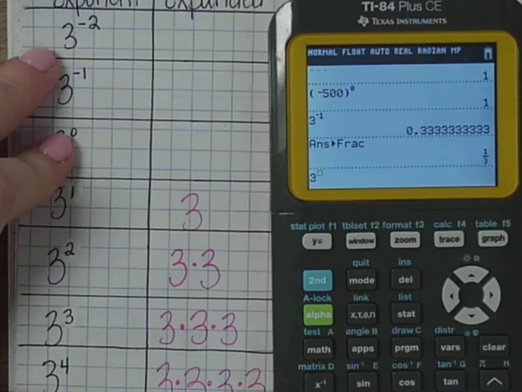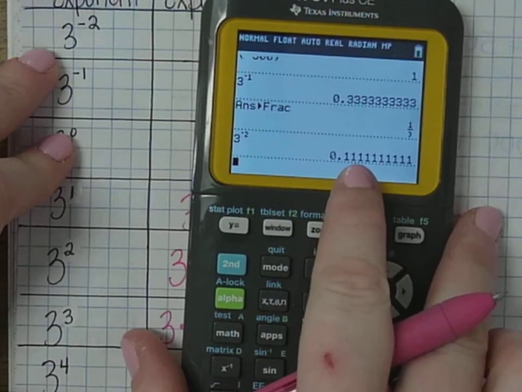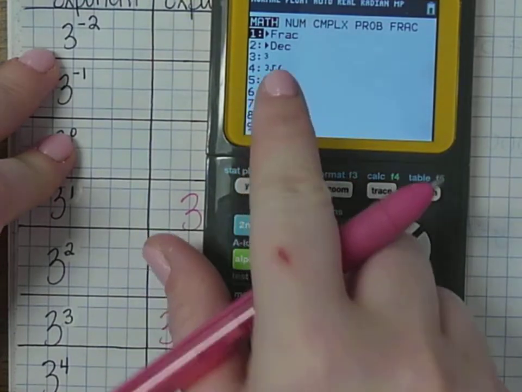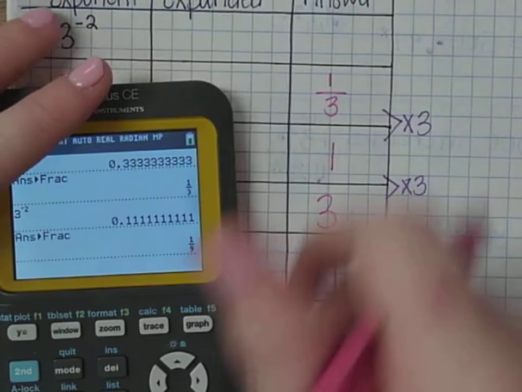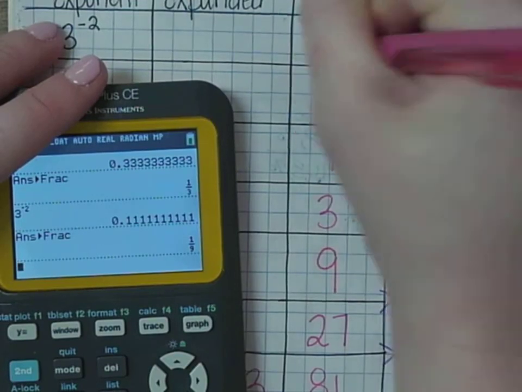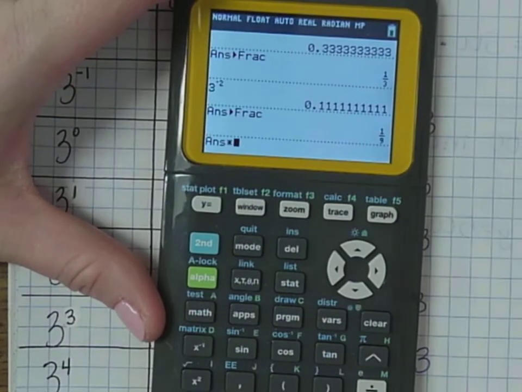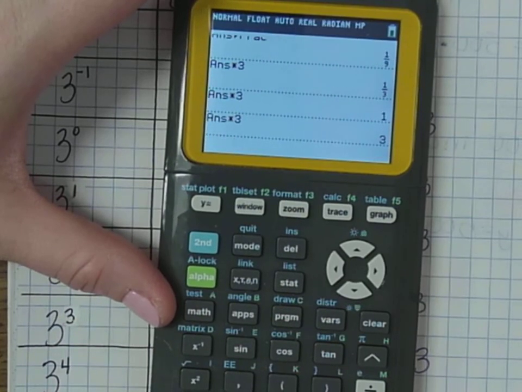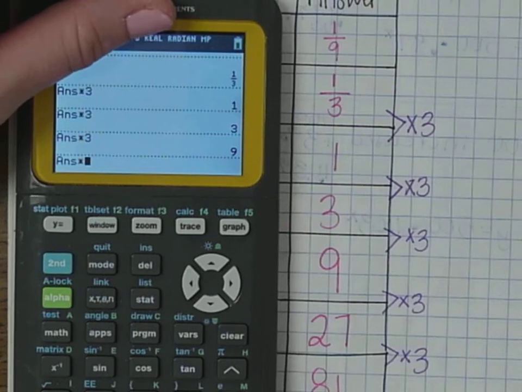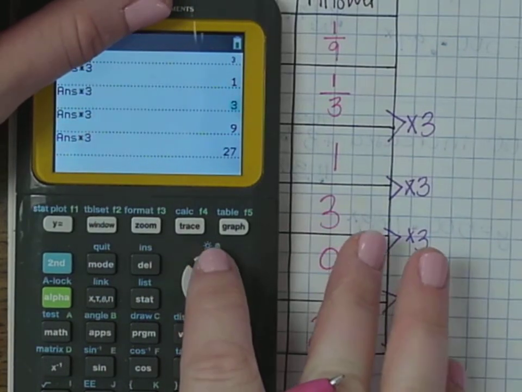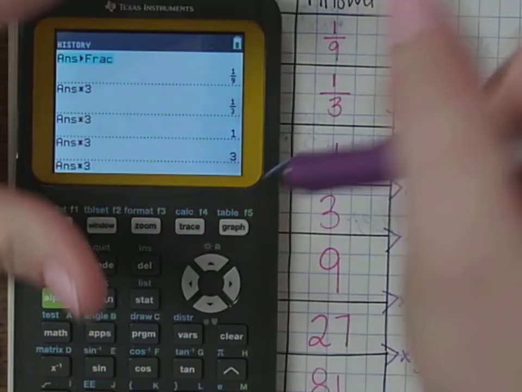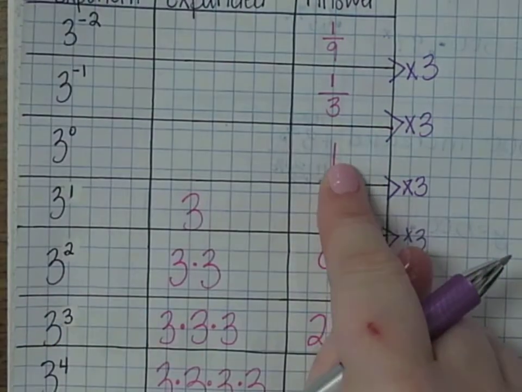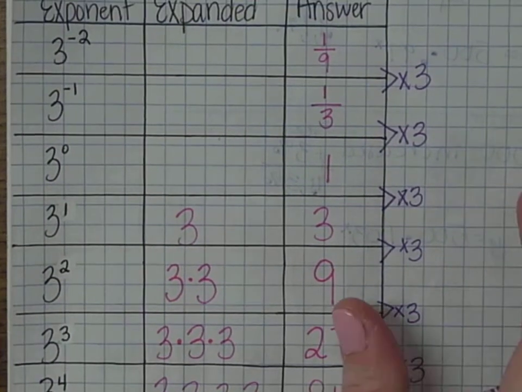Then let's do 3 to the negative second power. 0.11111. We don't really know what that is as a fraction. So hit math again, and then enter, enter. So the answer to that one is 1/9. Well, let's see what 1/9 times 3 is. 1/3 times 3 is 1, times 3 is 3, times 3 is 9, times 3 is 27. So notice it continues that same pattern. 1/9 times 3 is 1/3. 1/3 times 3 is 1. 1 times 3 is 3. 3 times 3 is 9.